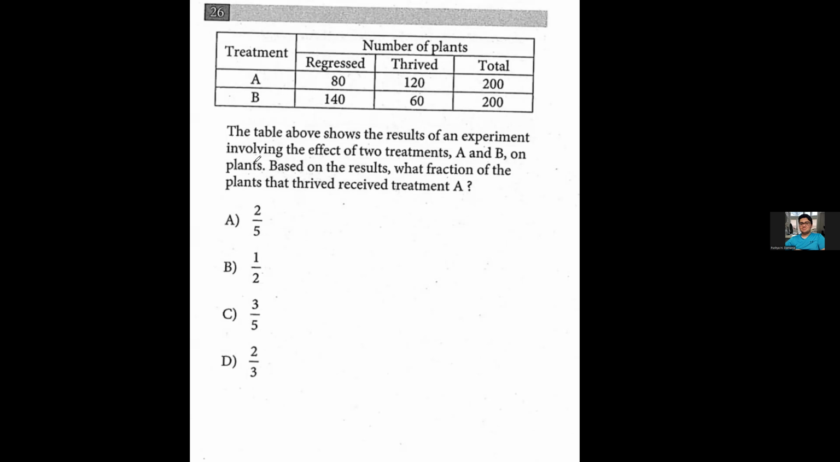Okay, so question 26. We're told the table shows the results of an experiment. Based on the results, what fraction of the plants that thrive receive treatment A? And so we have to look at the thrive column and treatment A, which is 120 out of the total number that thrived, which would just be 120 plus 60, which is just 180. So 120 out of 180 simplifies to 2/3. So the correct answer is D.